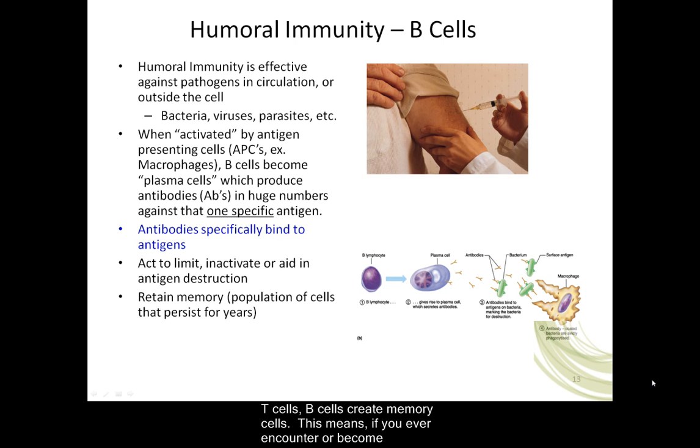And just like T cells, B cells create memory cells. This means if you ever encounter or become exposed to the same antigen at a later time, the memory cells can quickly create clones of themselves, and this means a quicker, more abundant supply of antibodies.